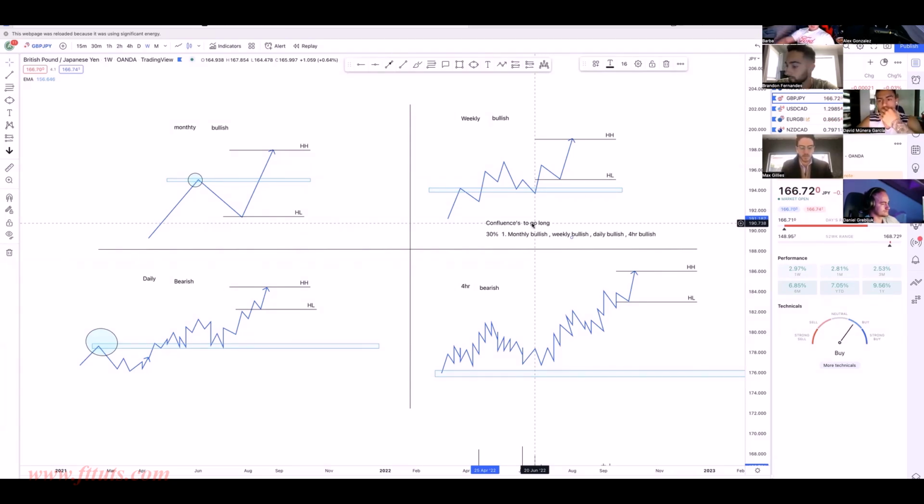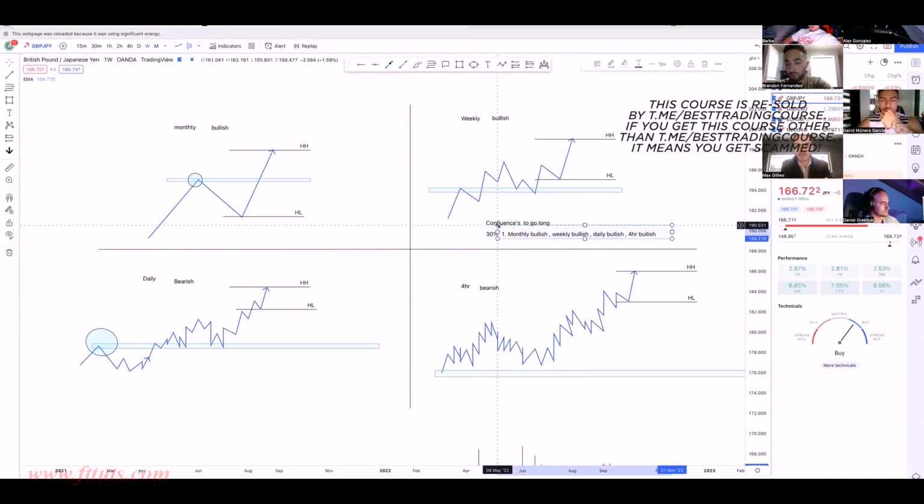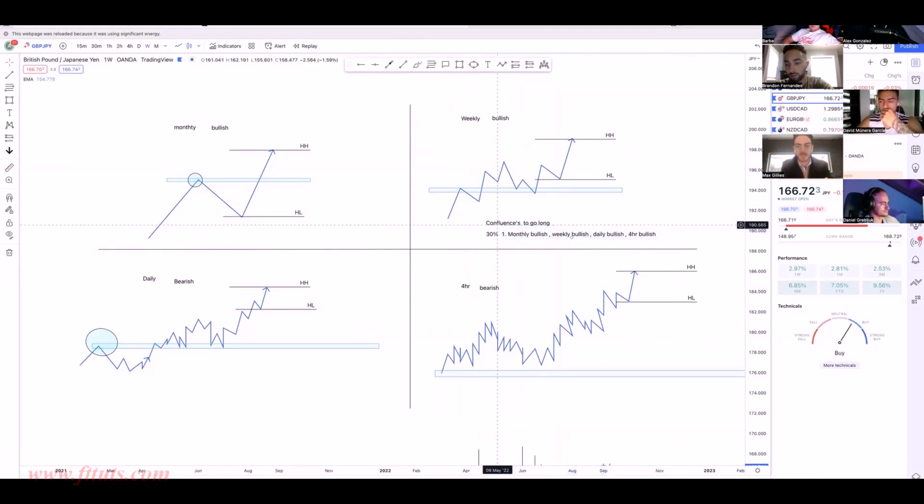What I'm going to teach you today is where we are in this trend. Are we at the ending of this trend? Are we in the middle? Are we about to go bearish on all these time frames? Where are we, and how do we know how to identify that, right?